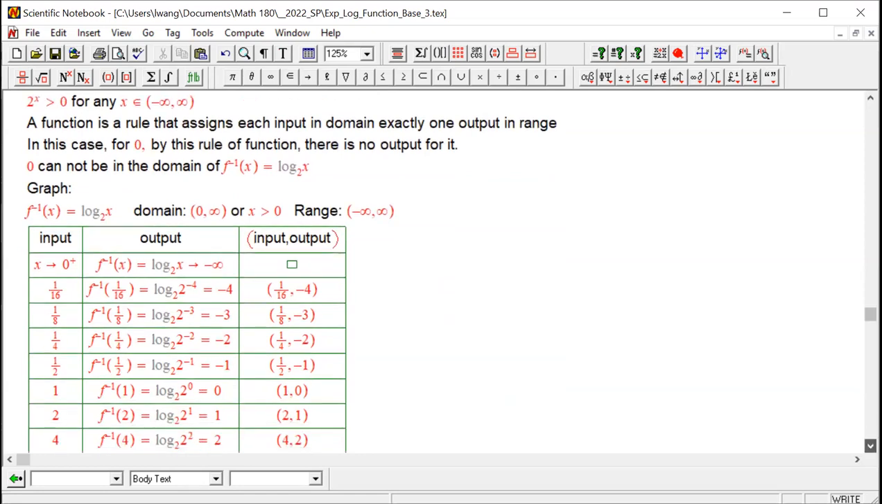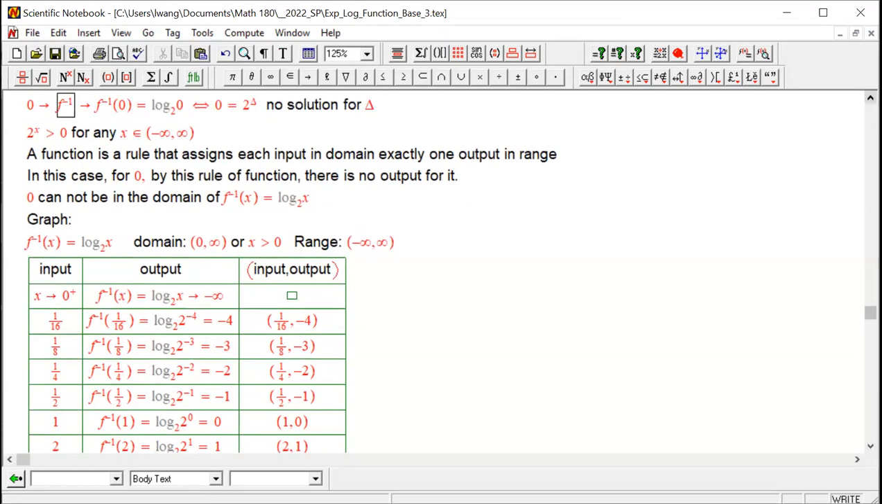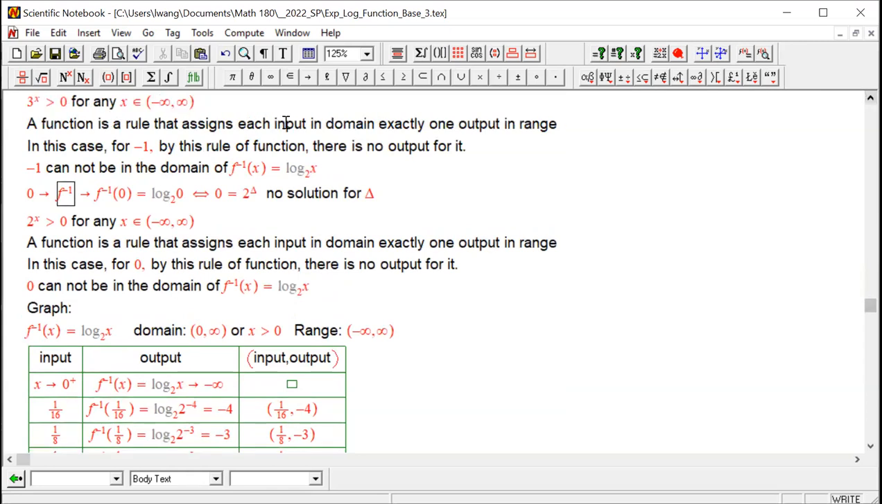Okay, so now let's recall the definition of function. A function is a rule that assigns each input in the domain exactly one output in the range. In this case, for negative one, by this rule, there's no output for it. Therefore, negative one cannot be in the domain for the same reason. No negative number should be in the domain of log base 3 x. So the domain has to be positive numbers, okay?